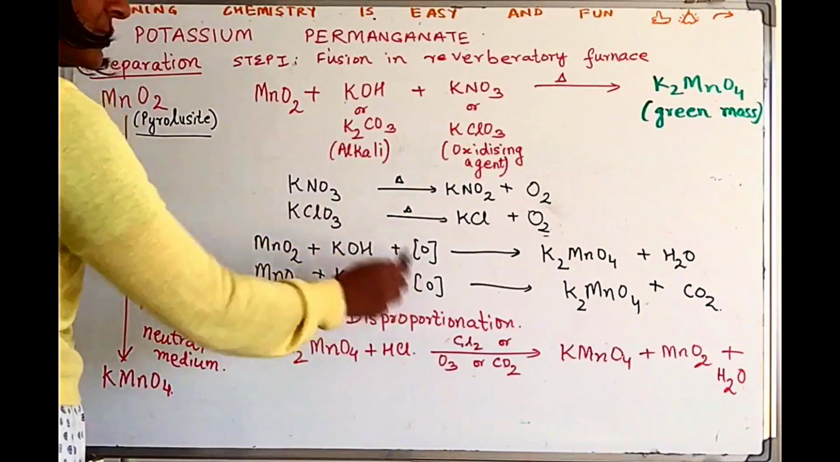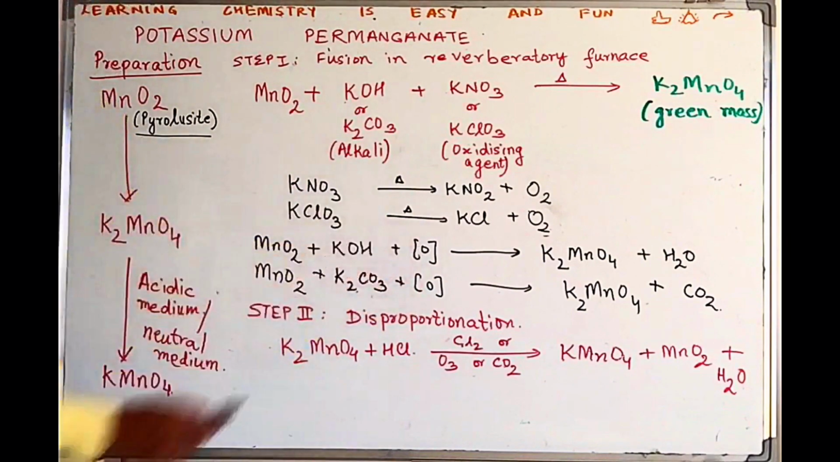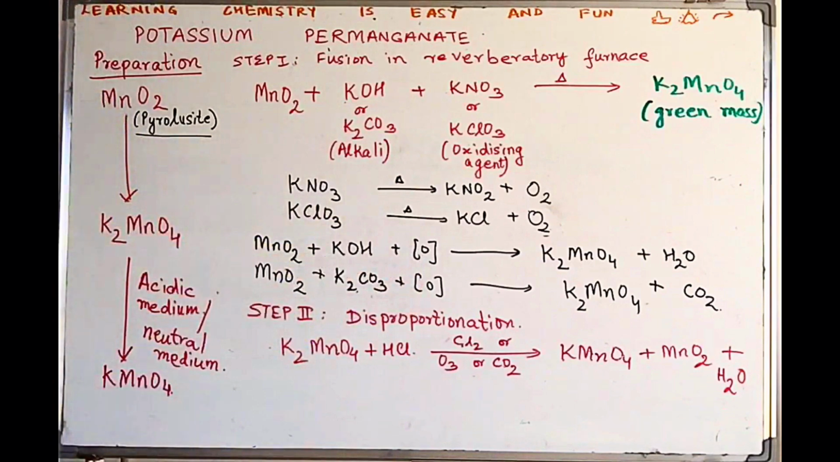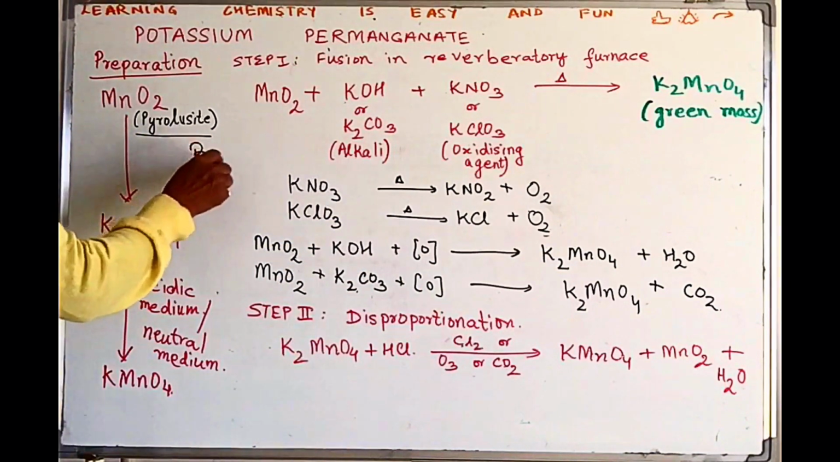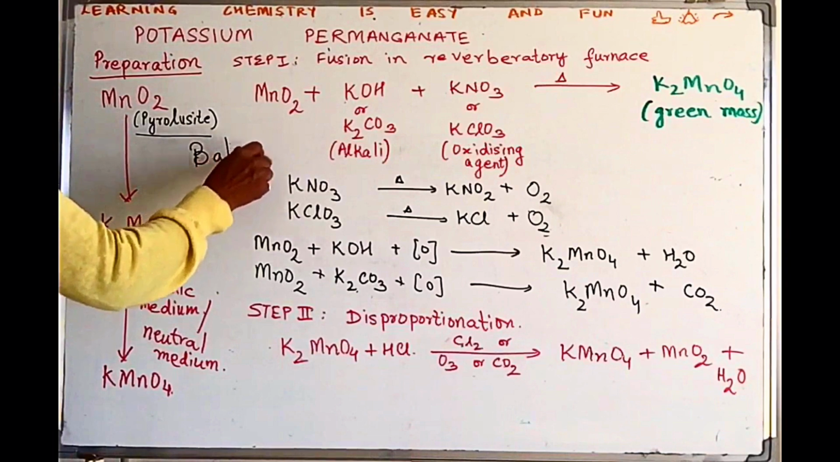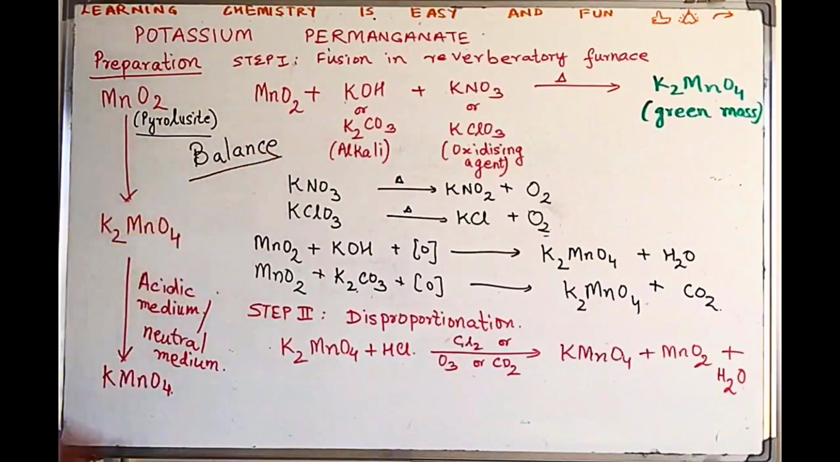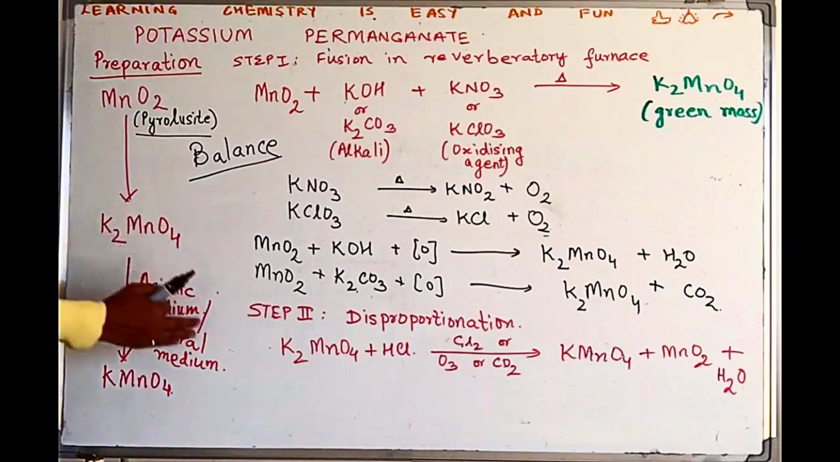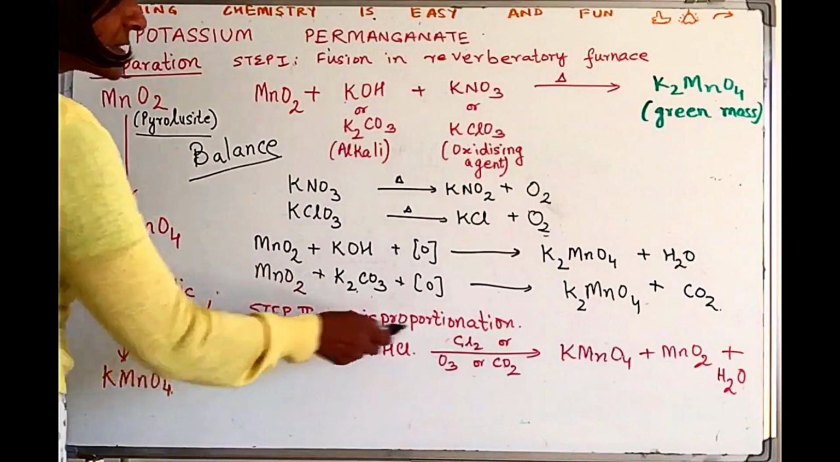I've written the reaction with nascent oxygen. You can also write it with O2, but the most important thing is, in whatever form you write, make sure that you balance the equations in order to make sense of the equation. What's the second step? It is called disproportionation.